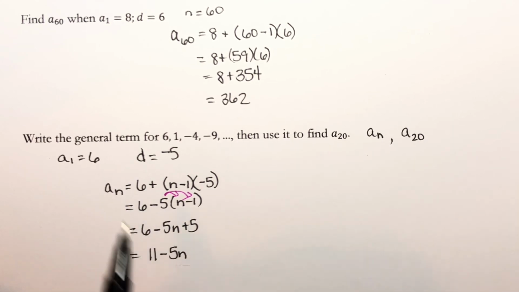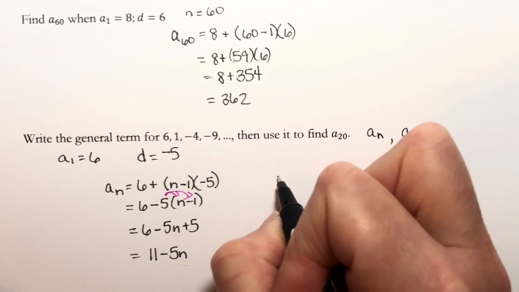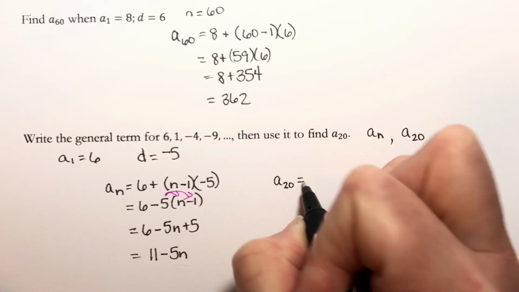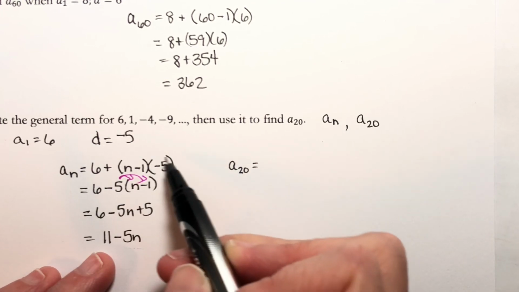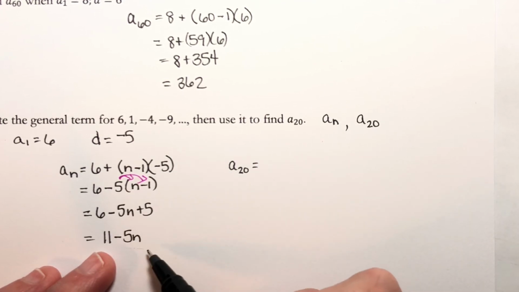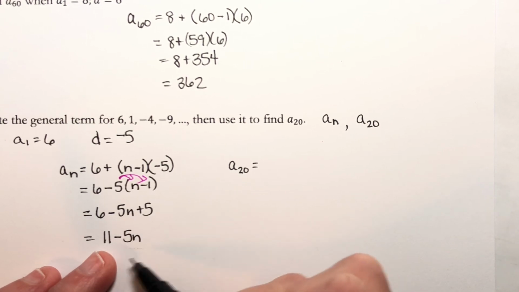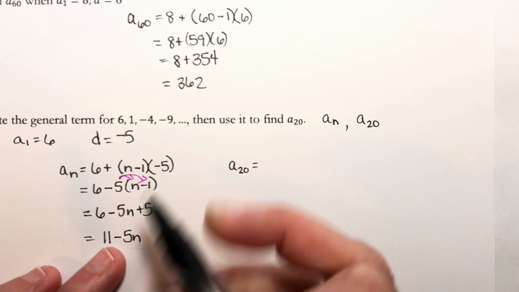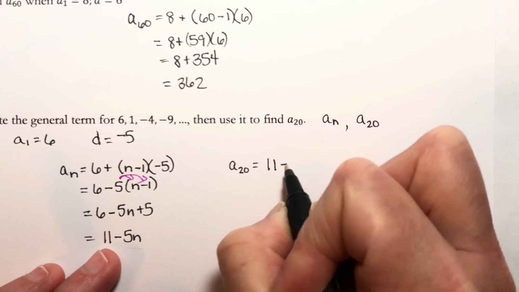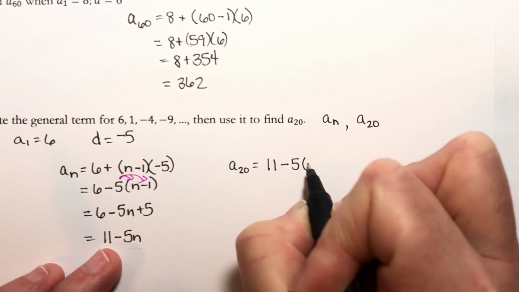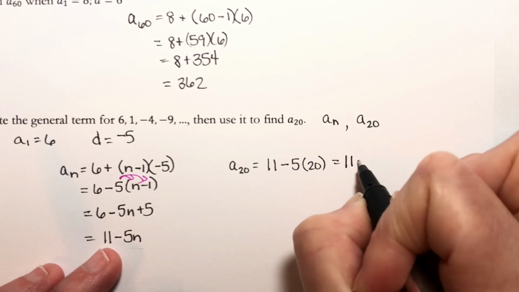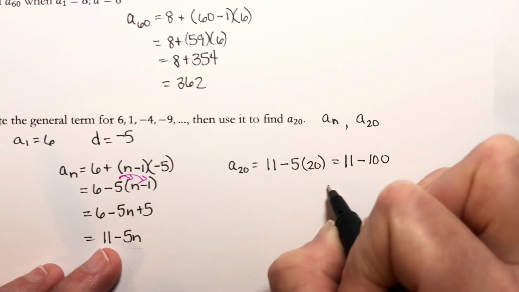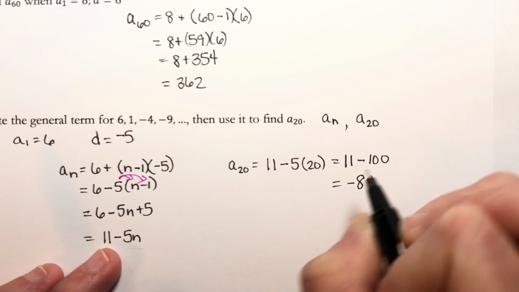Now they want us to use this to find A20. A sub 20, this is general, so I can go ahead and plug this in right here. What we've done here is we've basically done the algebra and the simplification for every single n value we could possibly plug in. A sub 20, this is the same thing as 11 minus 5 times 20. So this is 11 minus 100, which is -89.